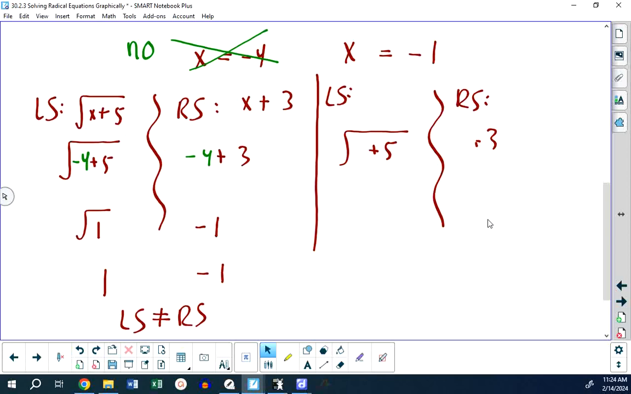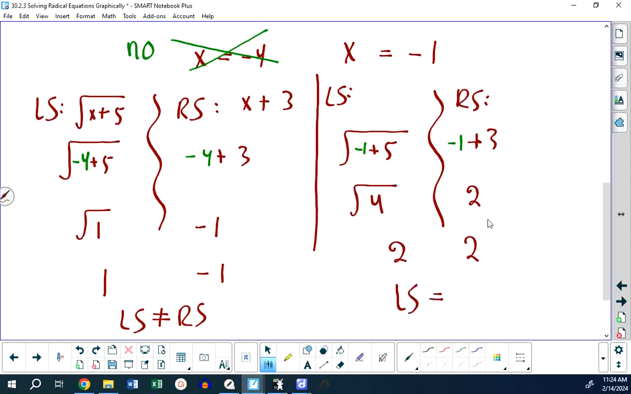The negative 4 is not a solution. We still have yet to try the negative 1. So we put in negative 1. I mean, I think most of you can see this is going to work right out of the gate here. Negative 1 plus 5 is 4, so you get root 4 equals 2. You get 2 and 2. The left side is equal to the right side. So we can go up here, and I like to communicate this by doing that.